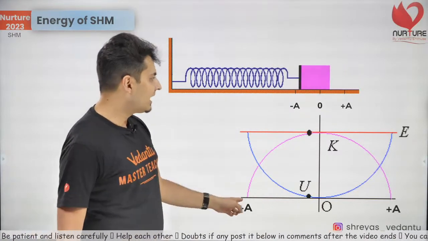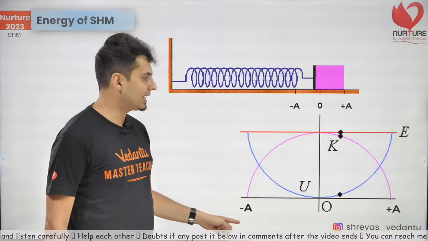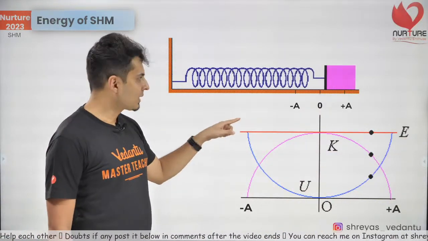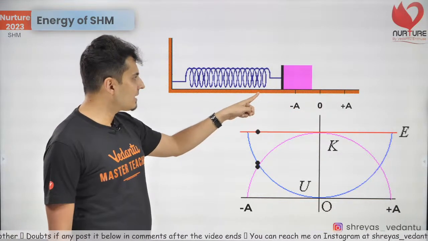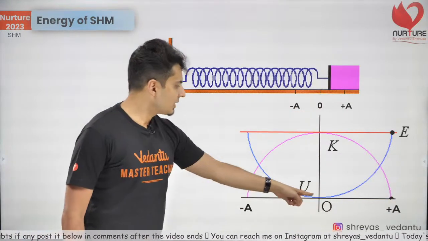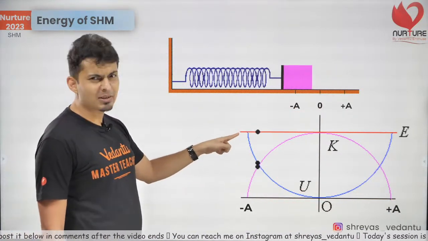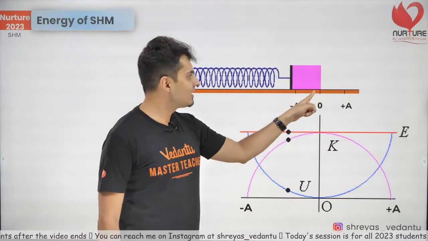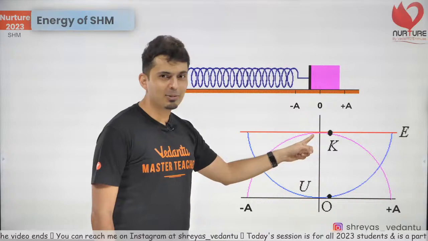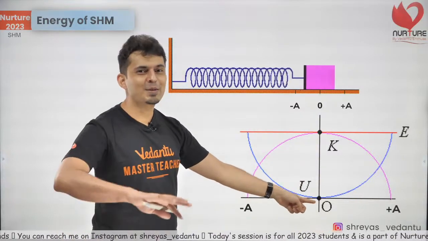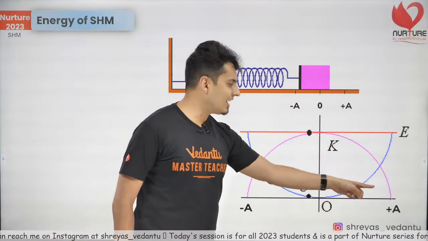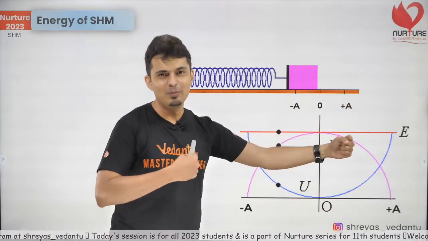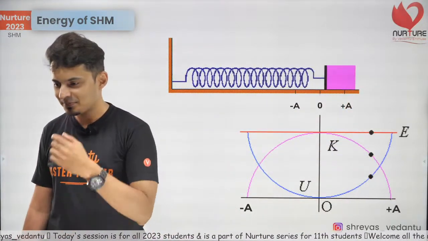Look at this. K is that pink line, kinetic energy. The potential energy is that blue line. So when it is completely compressed, you can see that the potential energy is maximum, kinetic energy is minimum. When it reaches this point, it has maximum kinetic energy, potential energy is minimum. And when it reaches the other side, kinetic energy is minimum, potential energy is again maximum at the maximum stretching.